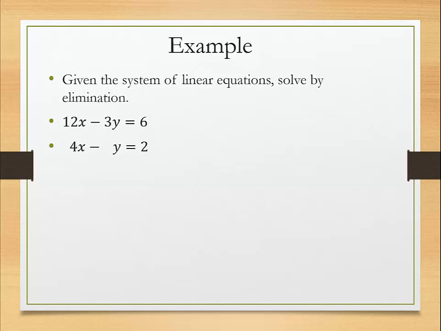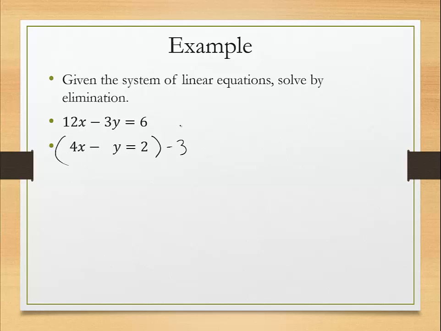And in doing so, we need to multiply by a number because we have positive 12 and positive 4. And both rules are broken. We don't have a negative, and we don't have the same number. So in order to get this number here to be negative 12, so it'll cancel with positive 12, we multiply the entire bottom by negative 3.